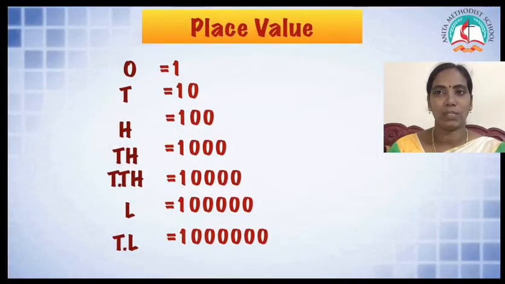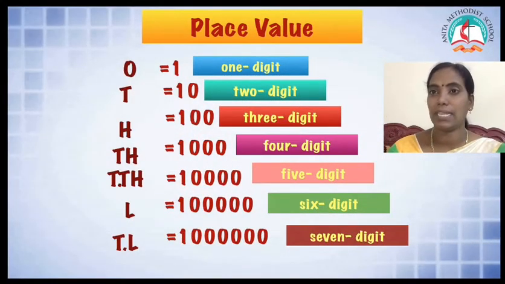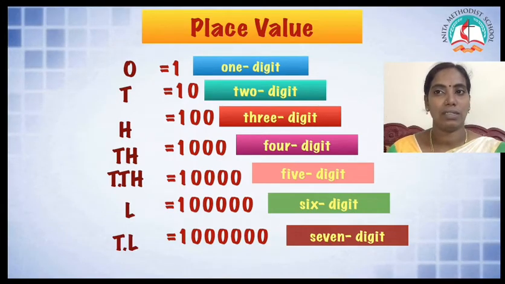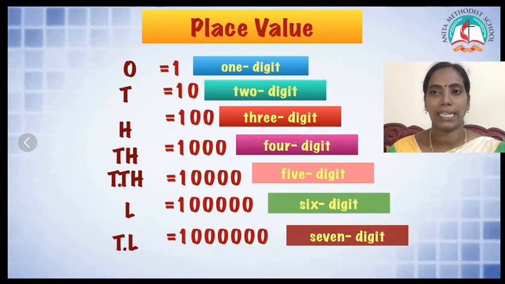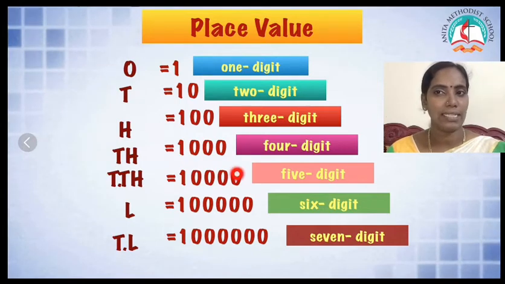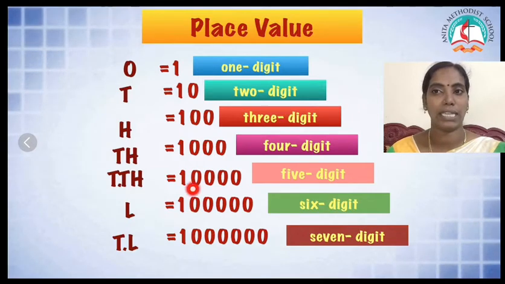One digit has only ones. Two digit has ones and tens. Three digit has ones, tens and hundreds. Four digit, ones, tens, hundred and thousand. Five digit, ones, tens, hundred, thousand and 10,000. Six digit has ones, tens, hundred, thousand, 10,000 and lakh. Seven digit has ones, tens, hundred, thousand, 10,000, lakh and 10 lakh.